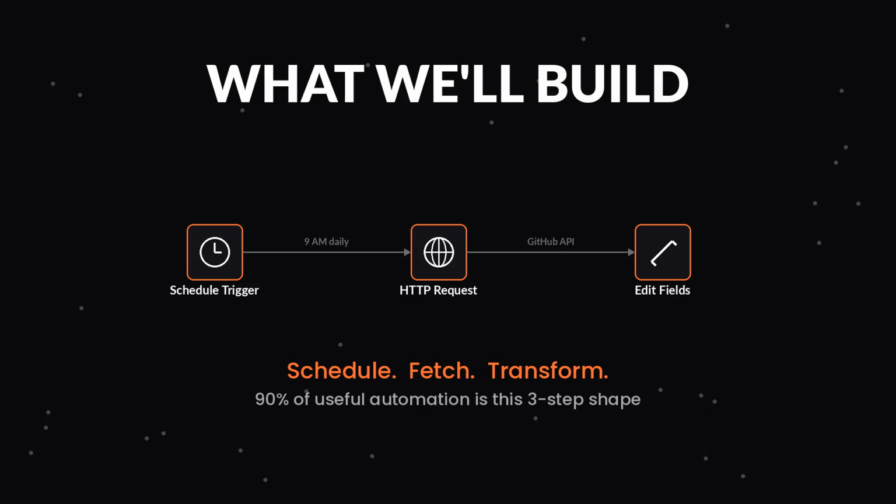Here is the workflow. Every morning at 9 a.m., n8n calls the GitHub API, pulls a user's profile, extracts the 4 things that actually matter: name, bio, followers, repo count, and gives you back clean structured data. You will not use this exact workflow in production, but the shape of it, schedule, fetch, transform, is 90% of automation. Master this shape and the rest is variations.